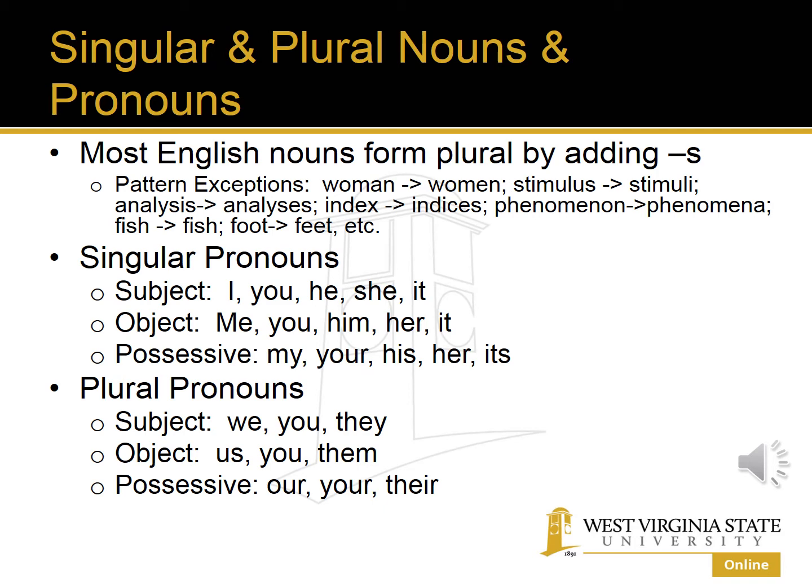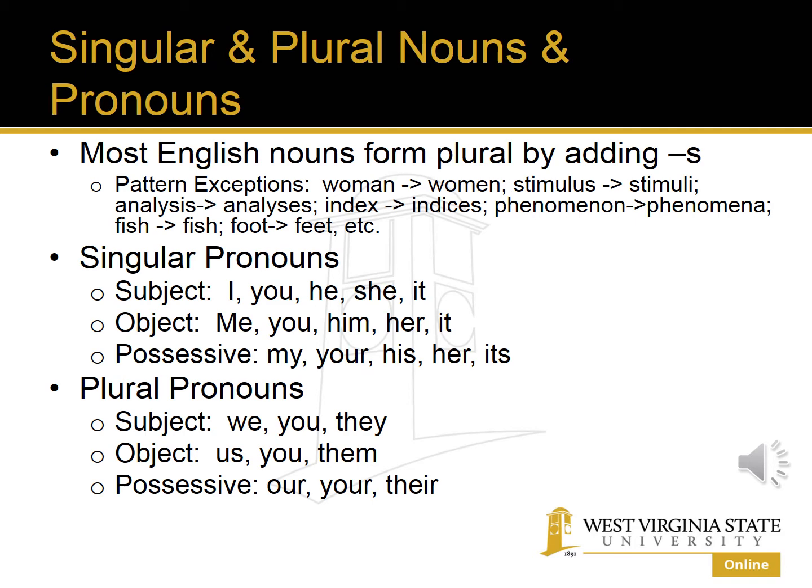The second thing is that we have pronouns that are singular and we have pronouns that are plural. In the case of a subject, the singular pronouns are I, you, he, she, and it. And the plural pronouns are we, you, and they. Notice in English we don't formally have a singular you and a plural you. They're both the same, although many of you will know that some other dialects most commonly use you all or y'all to indicate the plural versus the singular.